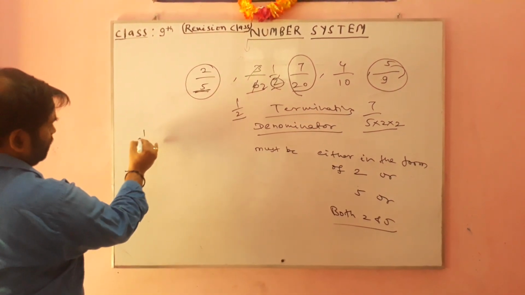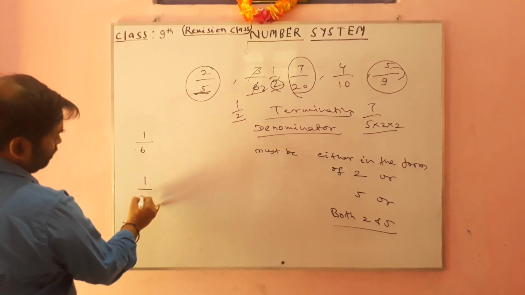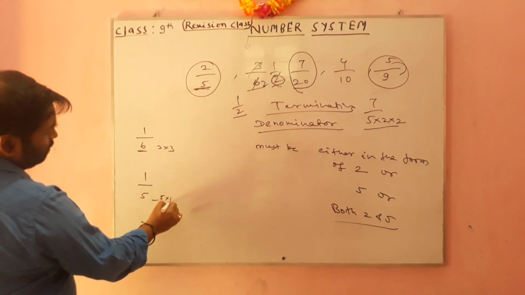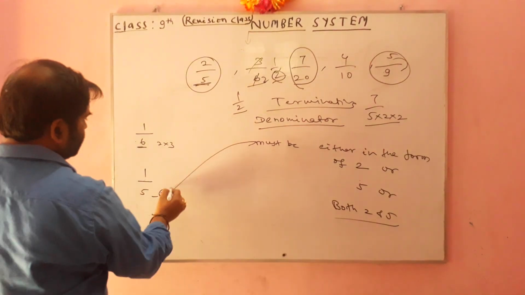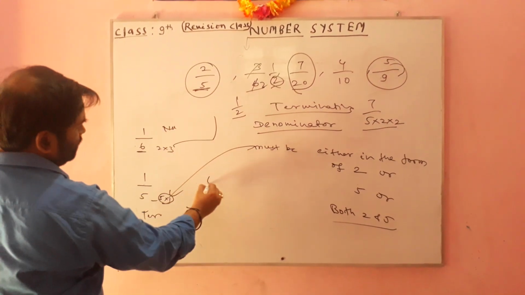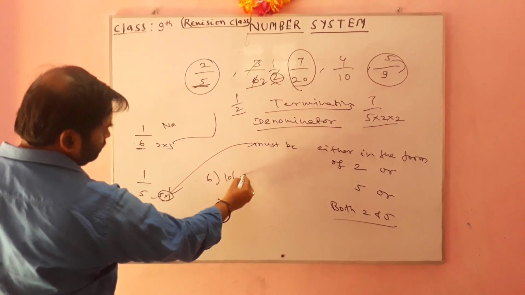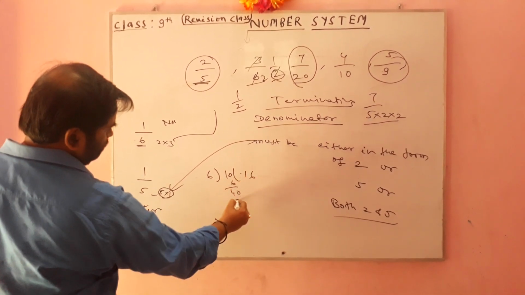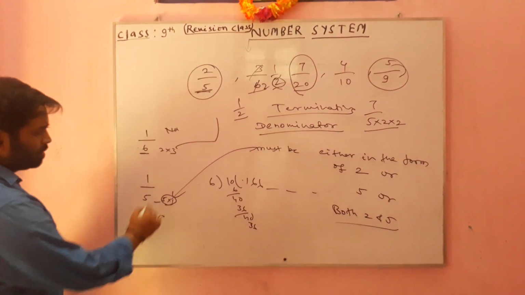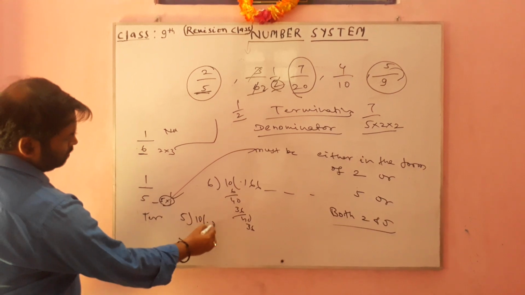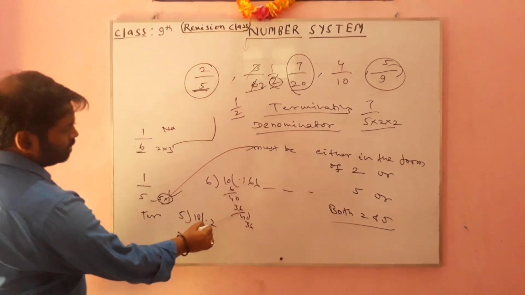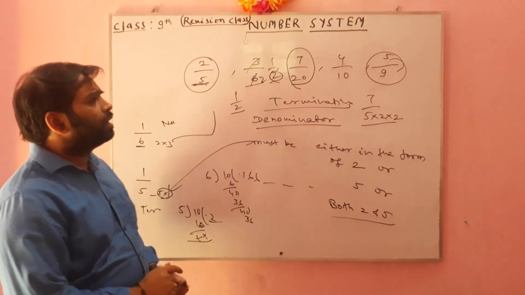See here an example, 1 by 6 and 1 by 5. Here the factors are 2 into 3, and here 5 into 1. So according to that definition, this is non-terminating and this is terminating. See here, this goes up to infinite terms. And see here, our remainder is 0. So these are the examples of terminating.